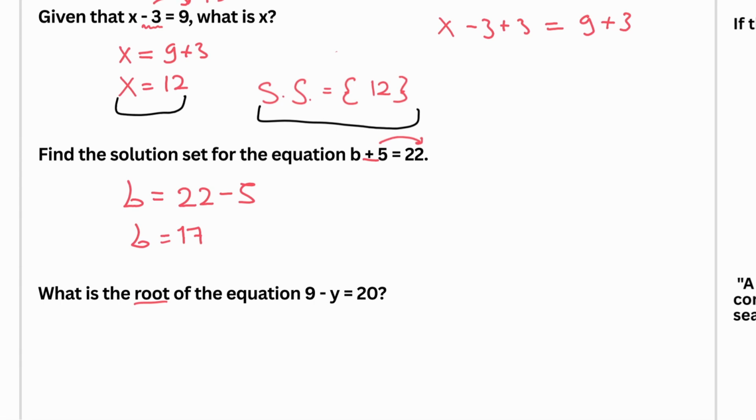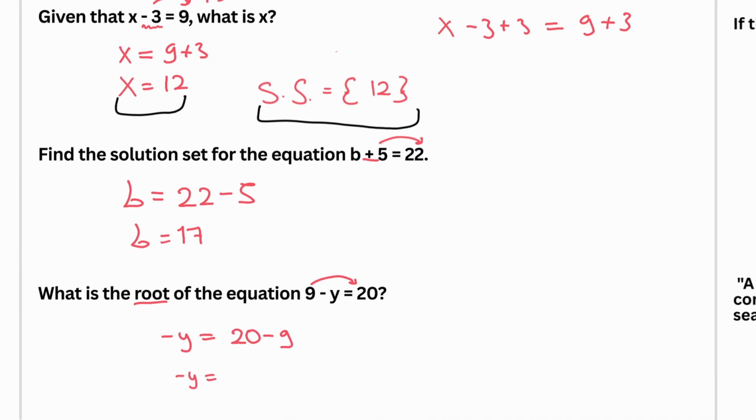Okay, in this question, it's asking for the root. Oh, here we have a negative in front of y. Let's first actually isolate the unknown. So we have a +9. We're going to send it to the other side as a negative. So we're going to be left with -y equals 20 minus 9.